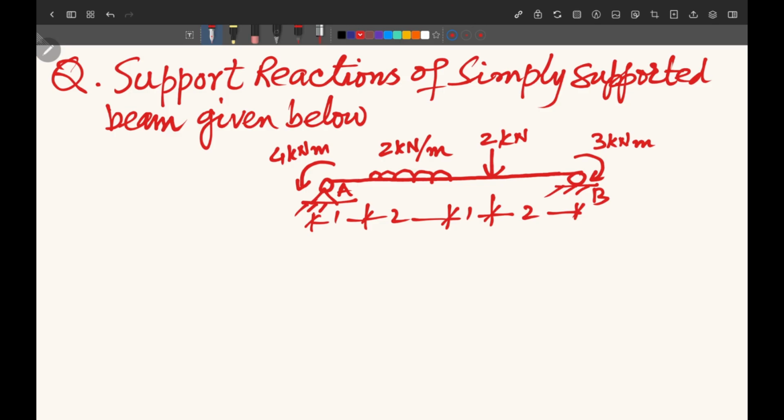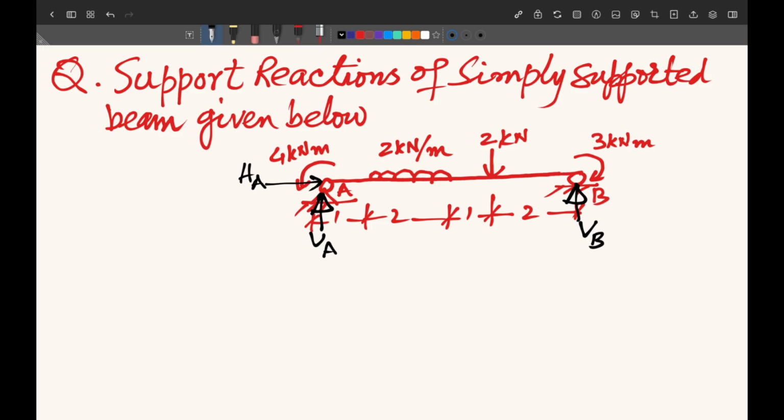So first of all, we will show how many reactions are possible on this beam supports. Here we have hinge support at A. Hinge support carries two reactions, one horizontal, one vertical. So we mention here HA, VA, and at B only one reaction, that is VB, that is vertical, because this is roller support. So A is hinge support and B is roller support.